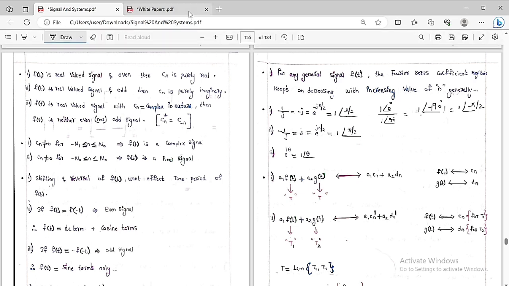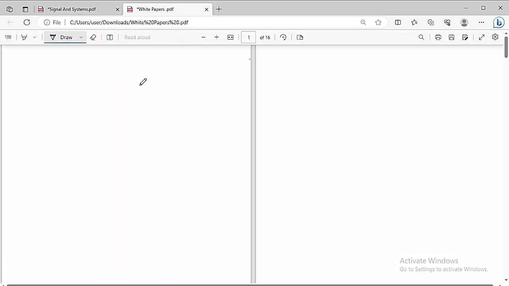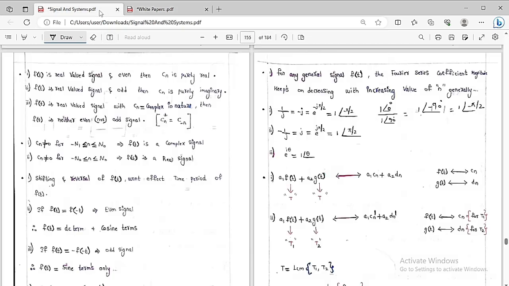As I already told you, one important point: some books write the polar format like this, some books write it like this, and some other books like this. The concept is the same, which is nothing but r into cos theta plus j sin theta. So this is the general fashion. You can write either r at an angle theta, or r into e to the power of j theta. Either way, the concept is the same.